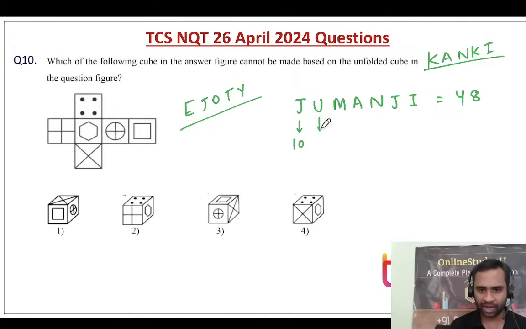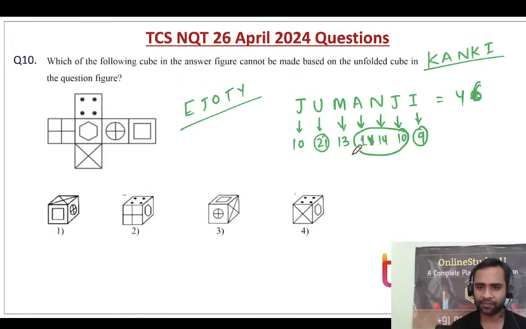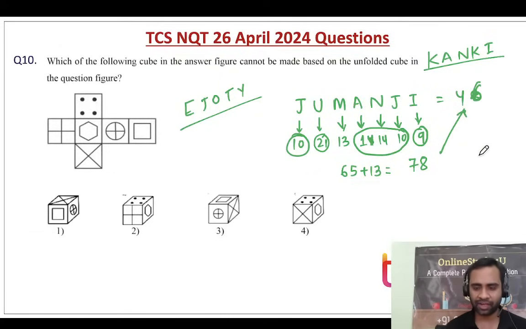So J is 10, U is 21, M will be 13, A will be 1, N is 14. Sorry, J will be 10 and I will be 9. Now if we add everything, 21 plus 9 will be 30, and then 10 plus 14 will be 24, so 54 plus 13 will be 78. Now using 78, you cannot get 46, right? So definitely you have to add, subtract, or apply some kind of logic.